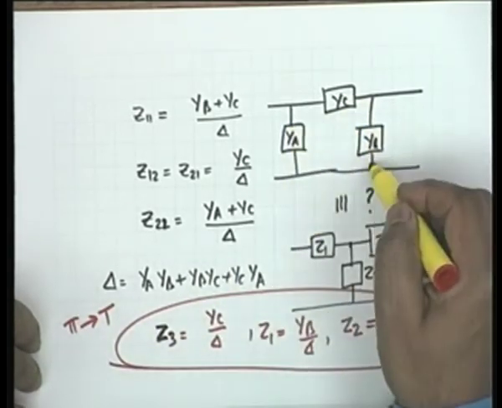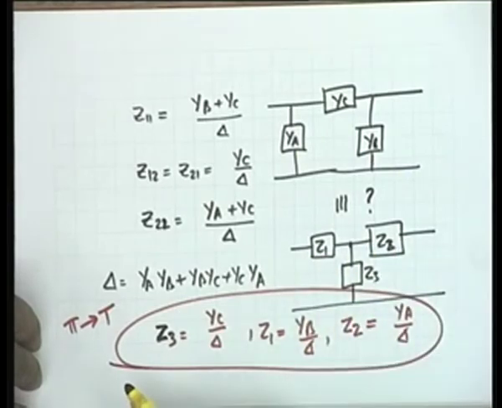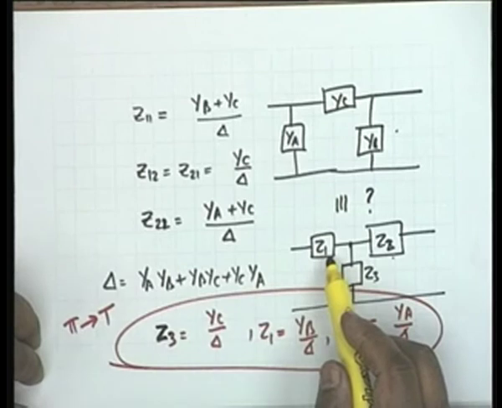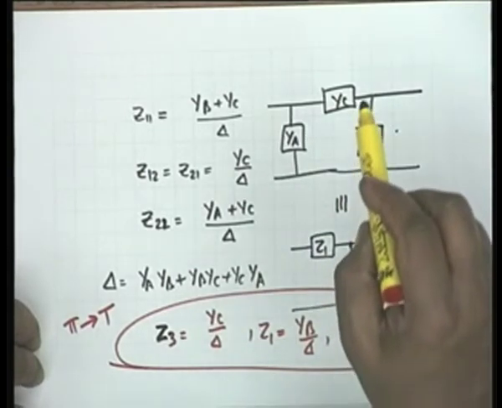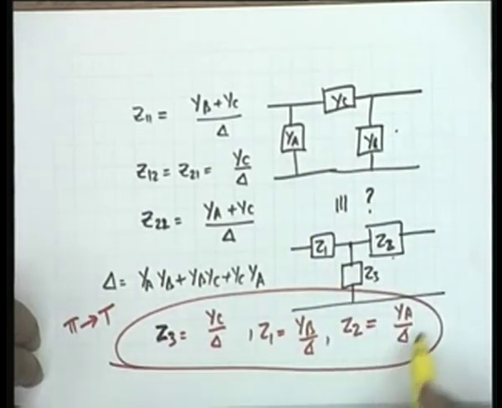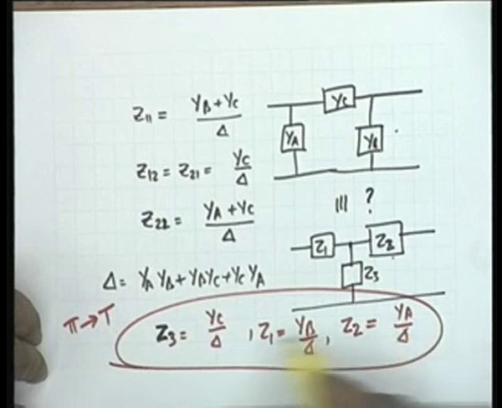This looks like a pi and this is a T. If these two networks are to be equivalent, then the T network parameters can be obtained in terms of the pi network parameters, and these are the following. All that you need is to find out del and then the elements independently, yc, yb and ya.